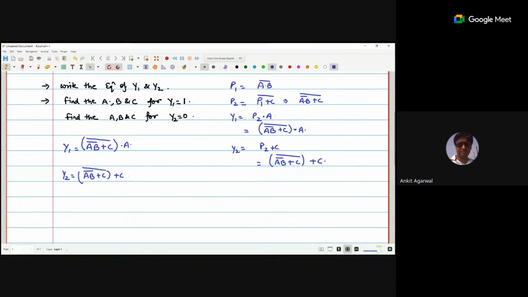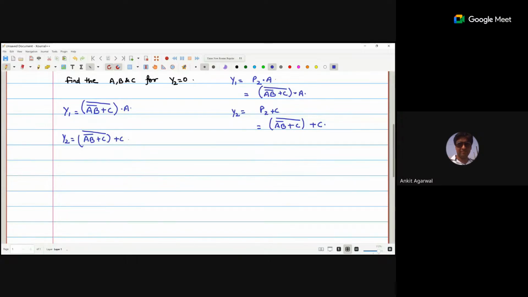Now the second question: find ABC for Y1 equal to 1. So that means A and B will be 1 and C will be 0. So basically, how do we check this one? Till now we are not going with the simplification of the Boolean expression. I think that is not covered till now. Okay, week 3: is De Morgan's theorem covered or not in week 3? Yes, sir. Covered? No, sir. Okay, it's not covered. Remember? Okay.